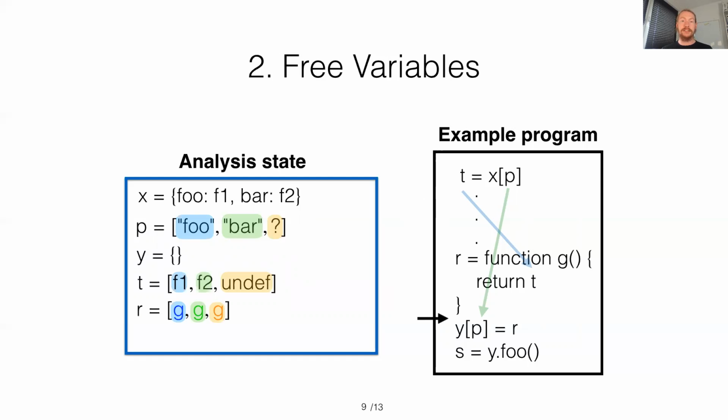Since T is partitioned in the blue, green, and orange partition, we also create the closure G in 3 different partitions, so the value of R is also a partition value with the same 3 partitions.